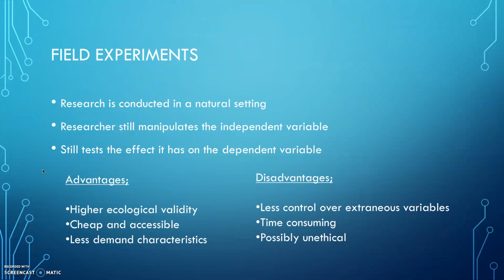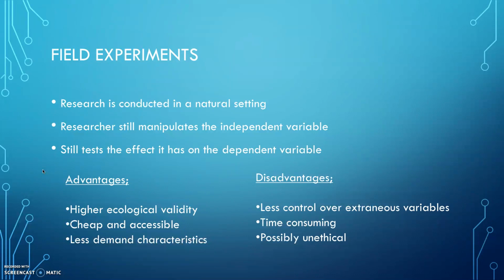Then field experiments differ slightly from lab ones. The independent variable is still manipulated, and the effect of the dependent variable is still looked at and recorded, but this time it's in an everyday setting and therefore is more natural to the participant involved. Some pros to this experiment are that there is a higher ecological validity due to the experiment taking place in a natural setting. Also, they're cheap and accessible because, again, it's in the participant's natural environment. And finally, there will be less demand characteristics because their behaviour is likely to be more valid and authentic.